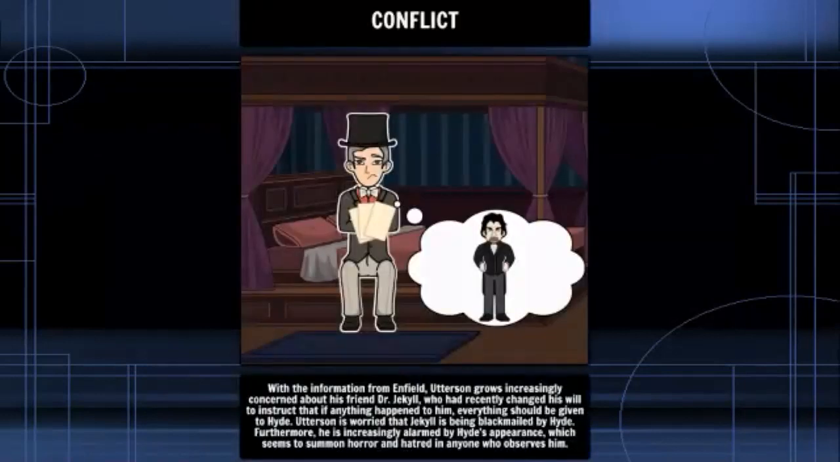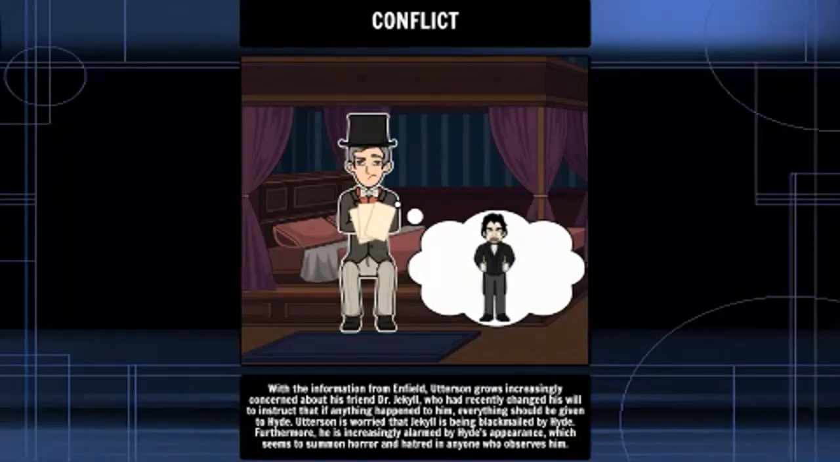With the information from Enfield, Utterson grows increasingly concerned about his friend Dr. Jekyll, who had recently changed his will to instruct that if anything happened to him, everything should be given to Hyde.